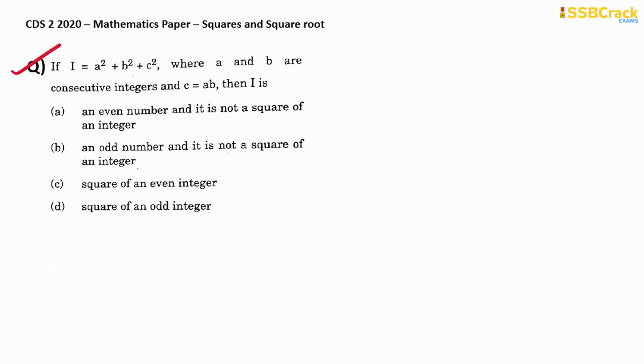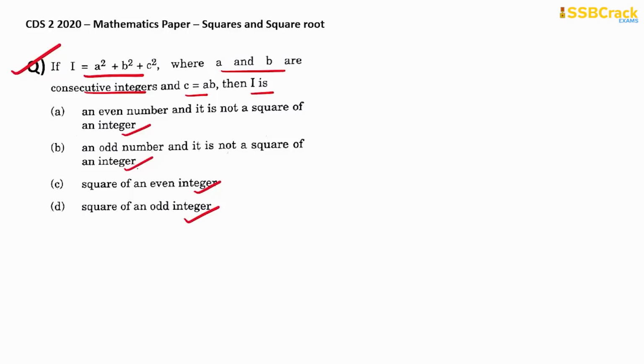Here is question number 1, and it states that if I = a² + b² + c², where a and b are consecutive integers and c = ab, then I is. The options are an even number and it is not a square of an integer, an odd number and it is not a square of an integer, the square of an even integer, or the square of an odd integer.